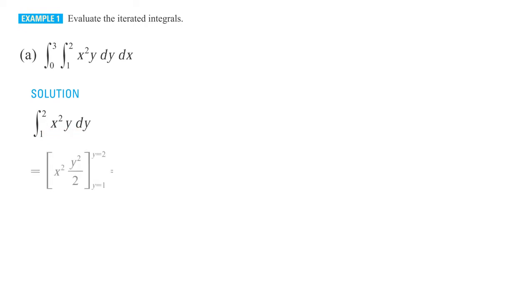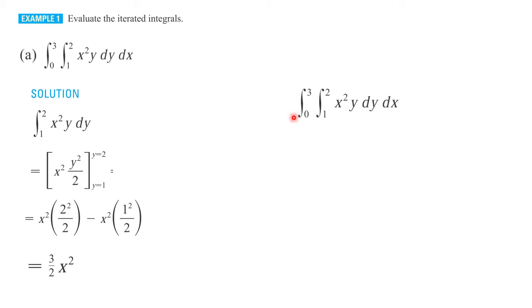We will integrate this with respect to y and we'll get x square y square over 2. Now put y is equals to 2 minus put y is equals to 1. Simplify these two, we will get 3 over 2 x square. So now we have the solution of the inner integral.